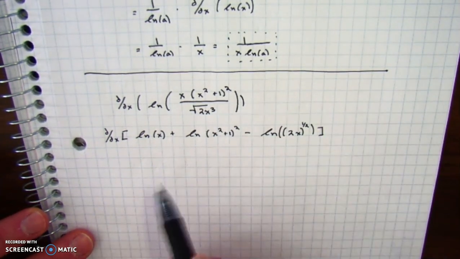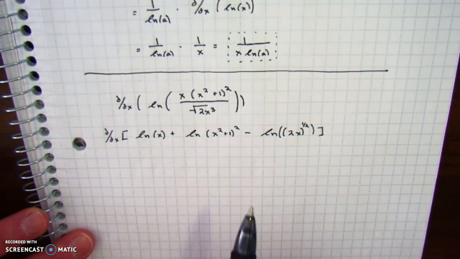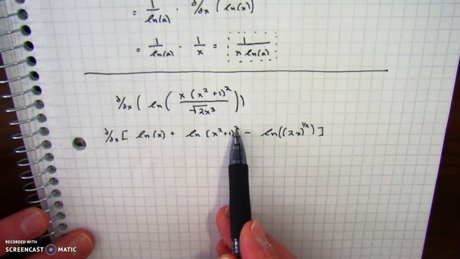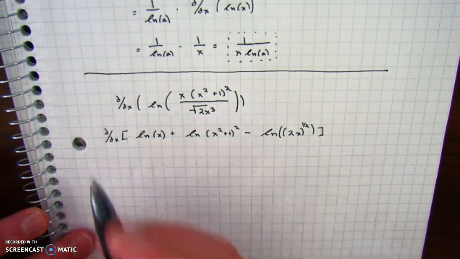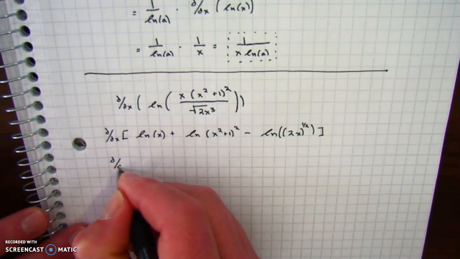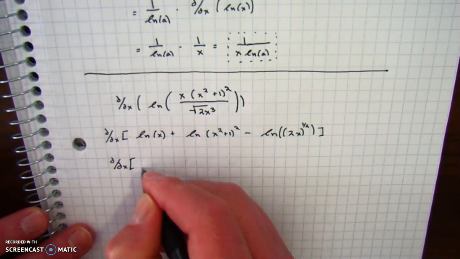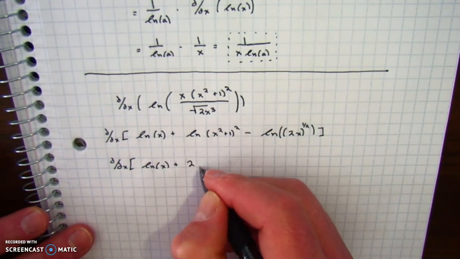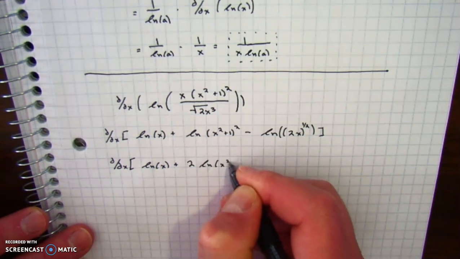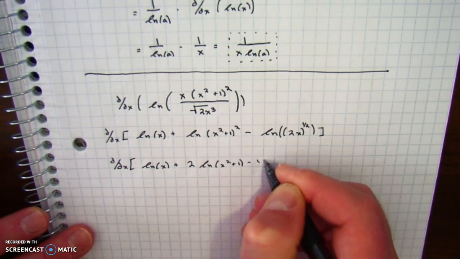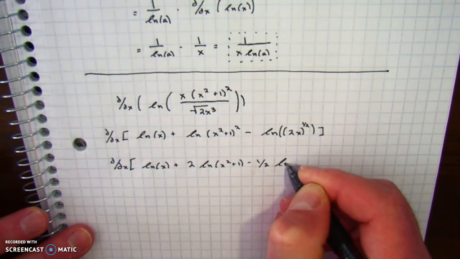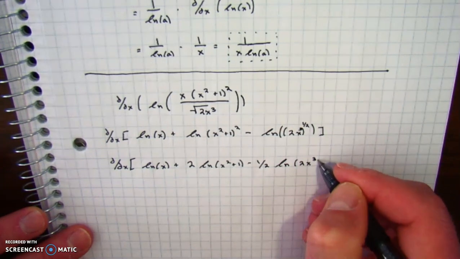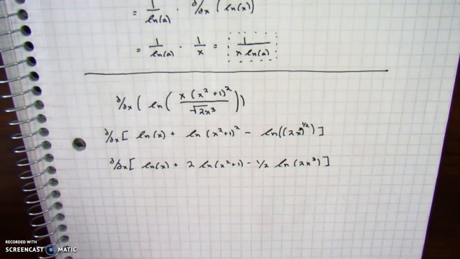Now this is really not that bad, but it even gets better because another one of those laws that we went over back in the day was that I can take these exponents and bring them out to the front. So I can rewrite this even easier as ln of x stays the same, plus 2 natural log of (x squared plus 1), minus 1/2 natural log of 2x. Oops, there should be a cubed up there. Now we're really in business.